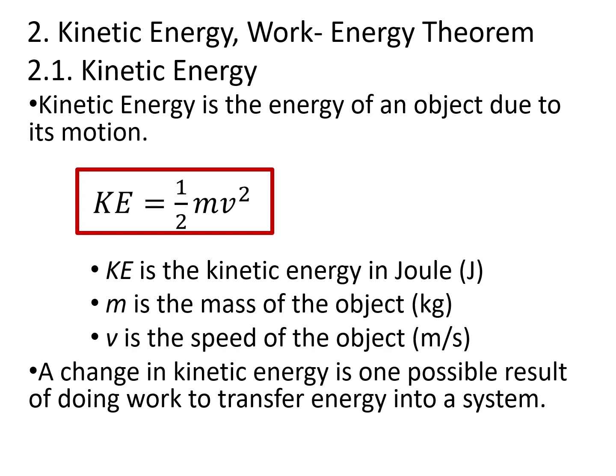A change in kinetic energy is one possible result of doing work on a system. If positive net work is done, the object's kinetic energy increases. If negative net work is done, the object's kinetic energy decreases.